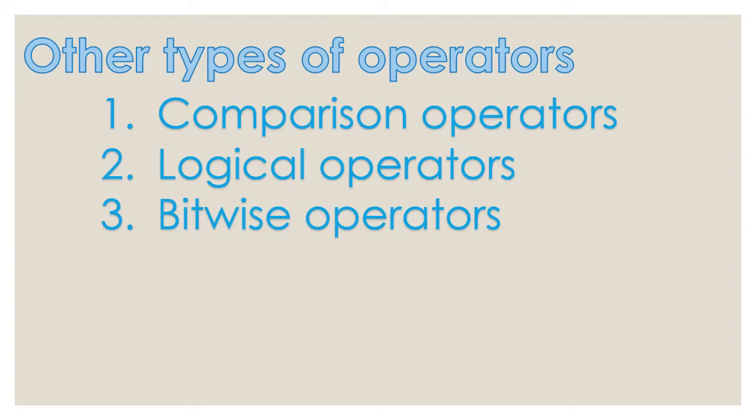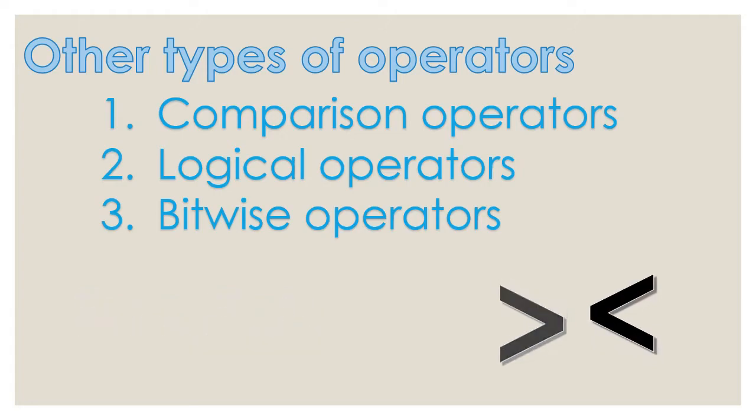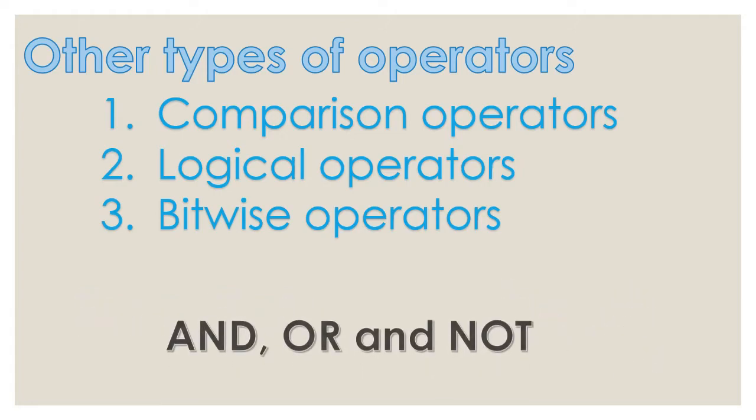As the name tells, comparison operators compare two numbers and return true or false depending upon the condition. This includes operators like greater than, smaller than, and that sort of thing. Logical operators perform logical operations like and, or, and not.